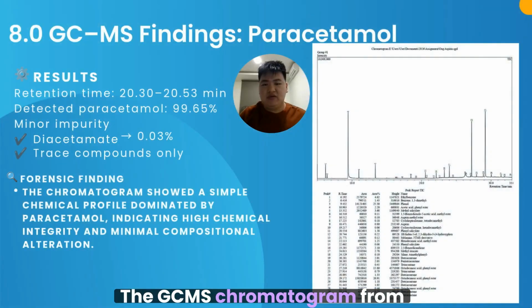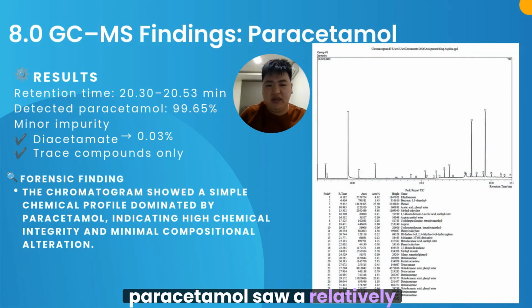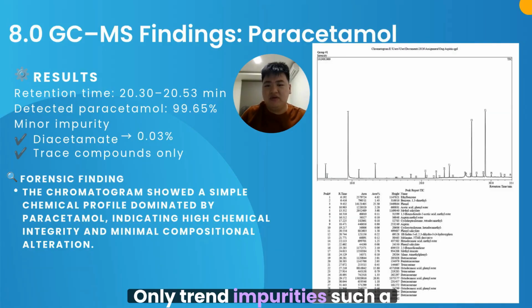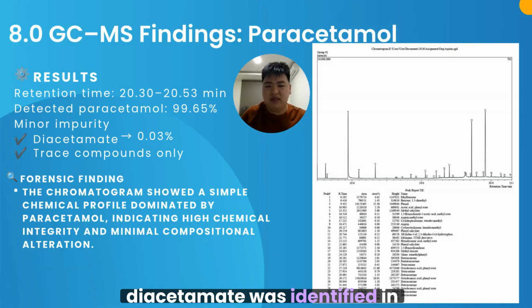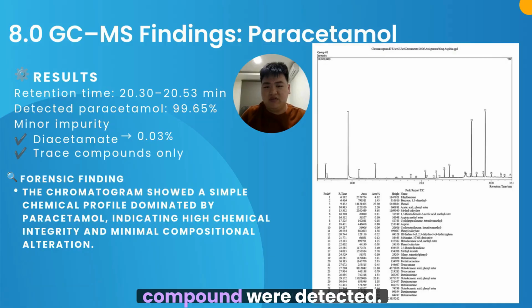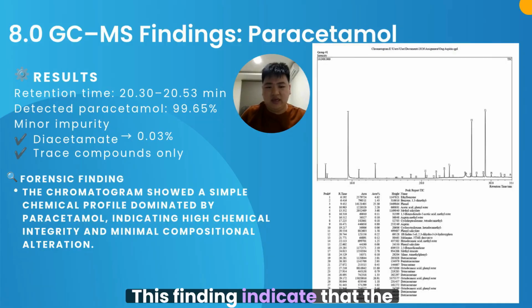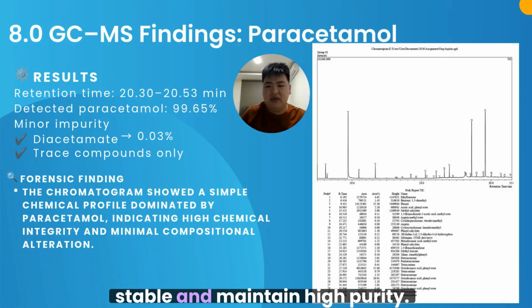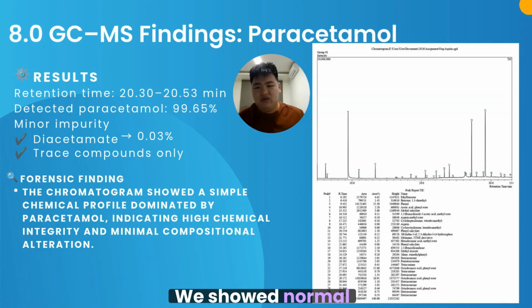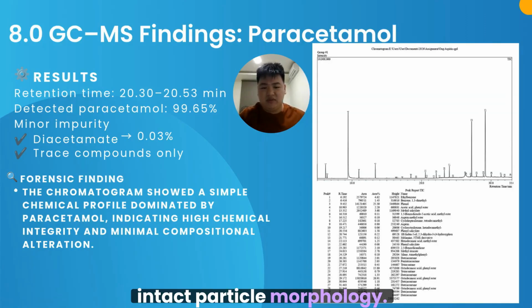The GC-MS chromatogram of paracetamol showed a relatively simple chemical profile, with paracetamol representing approximately 99.65% of the total detected composition. Only trace impurities such as diacetamide were identified in very small quantity. Since only minimal secondary compounds were detected, this finding indicates that the sample remained chemically stable and maintained high purity. This also supports the UV and SEM findings, which show normal concentration behavior and normal particle morphology.